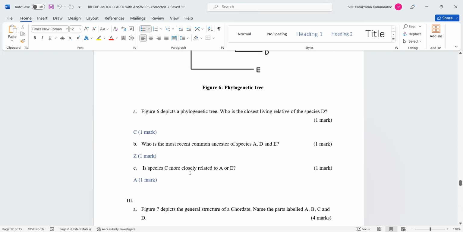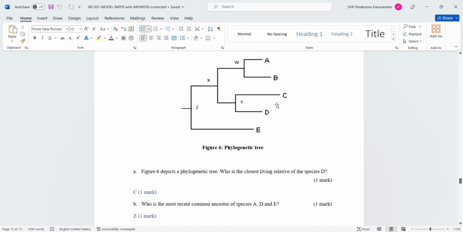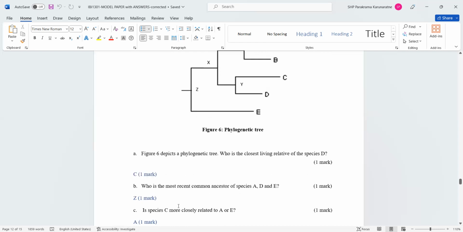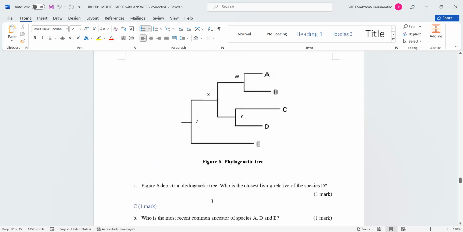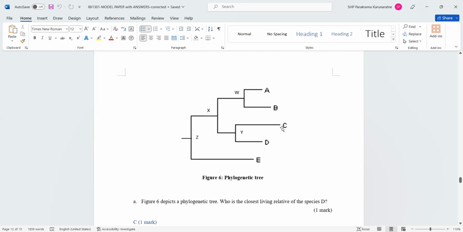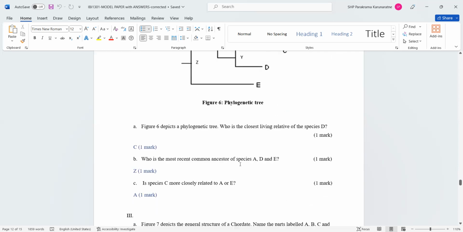Is species C more closely related to A or E? A is here, E is here, C is here. C is more closely related to A because it has to go this direction, the short way. But for E, it has to go through Z, right? So C is more closely related to A, right?